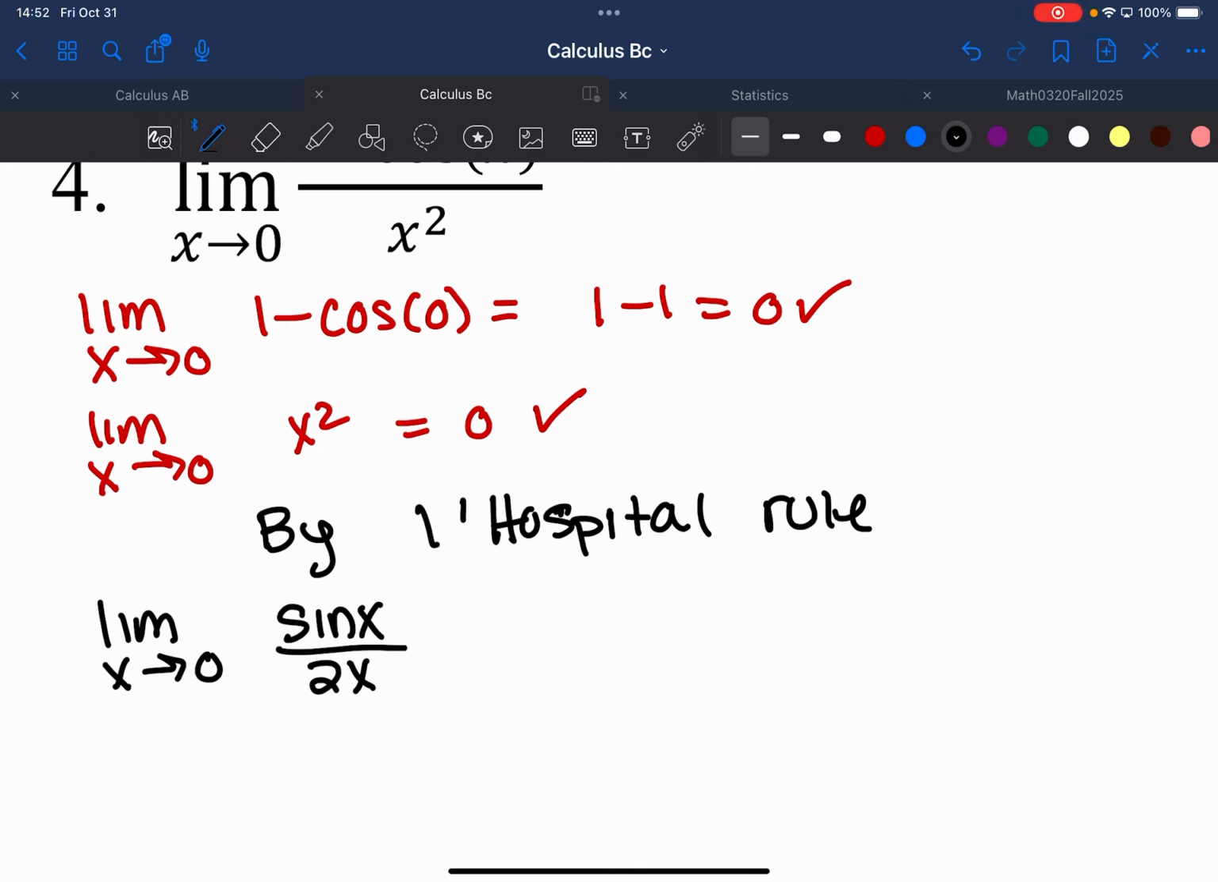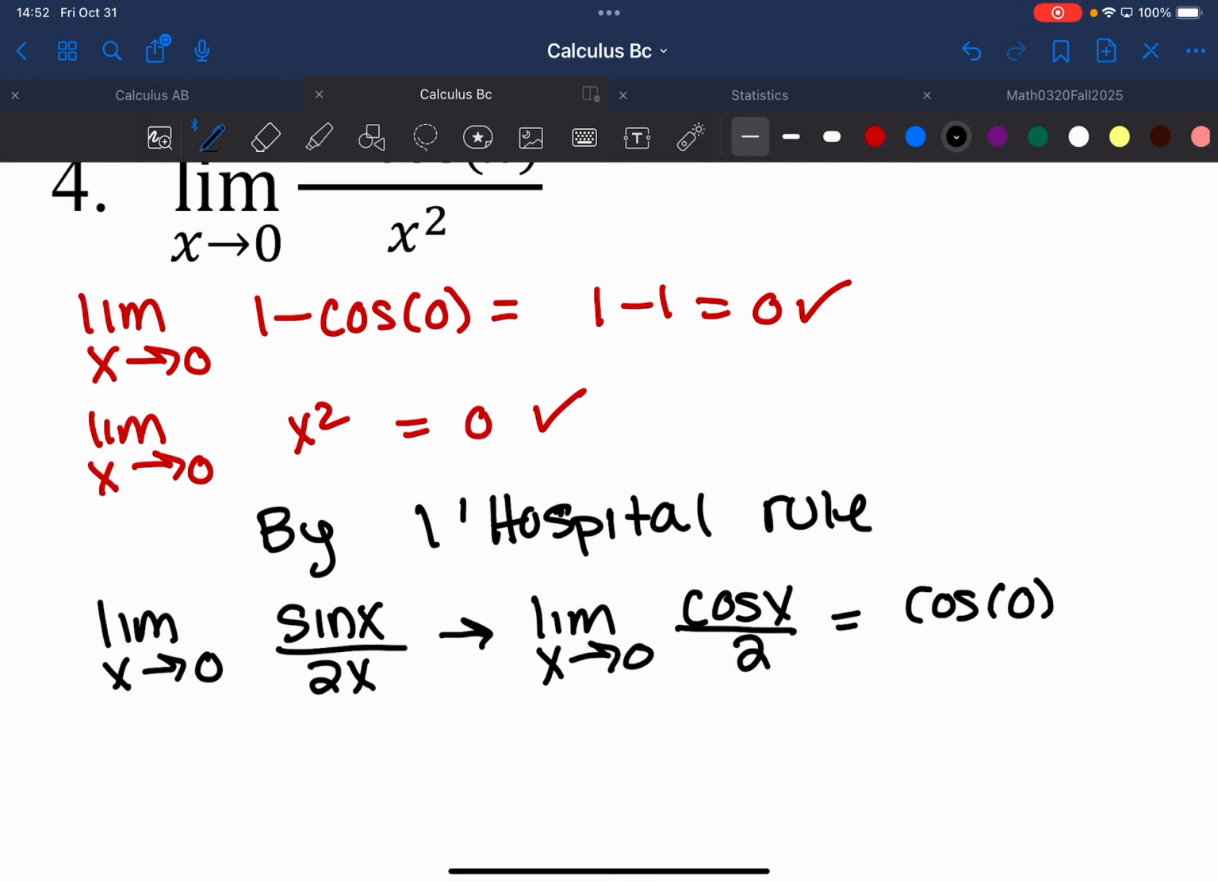So that means I'm going to do the rule again. So I'm going to take the derivative again. Yep, we're going to do it again. And if we need to, we're going to do it a third time. So go ahead and take the derivative again. What's the derivative of sine x? Cosine x. And what's the derivative of 2x? 2. Now if we plug in 0, cosine of 0 is 1, so we have our answer of 1/2.